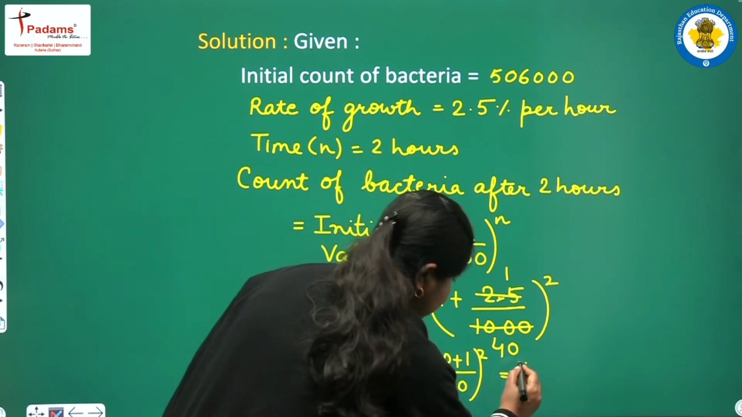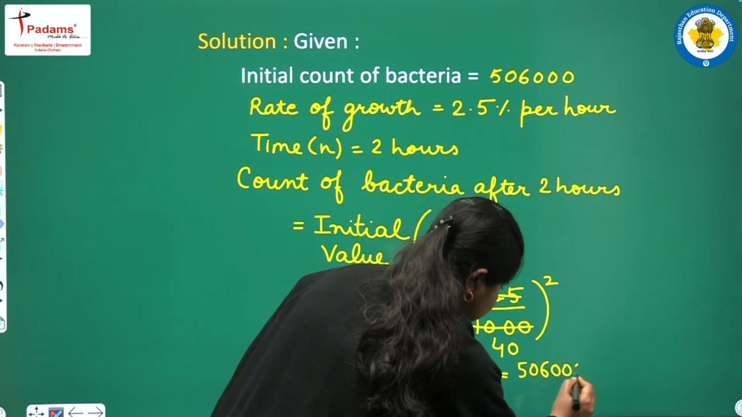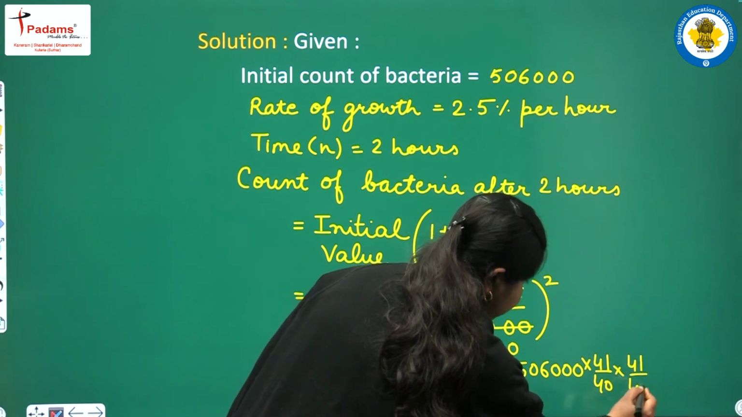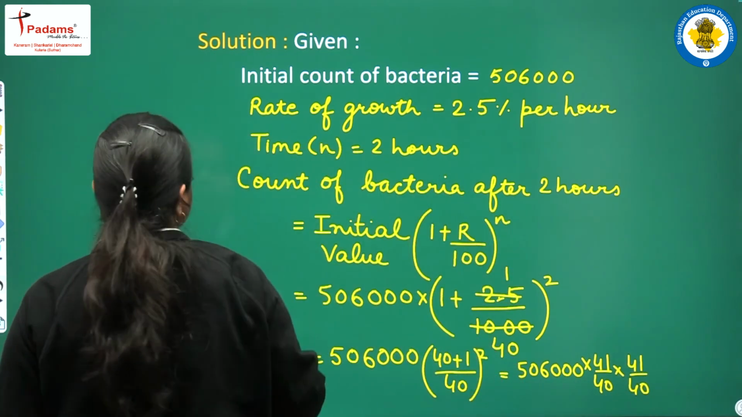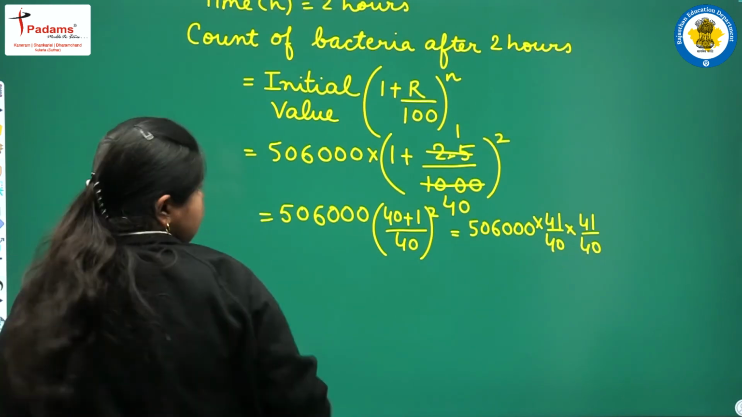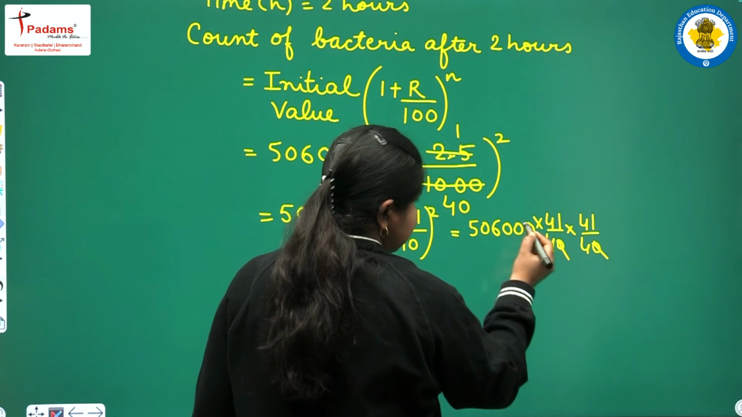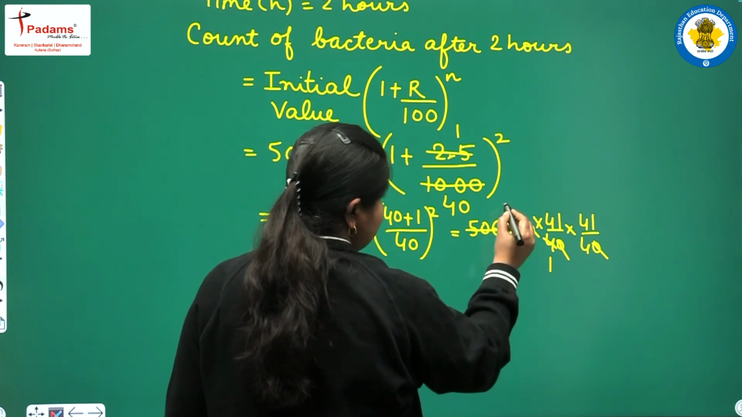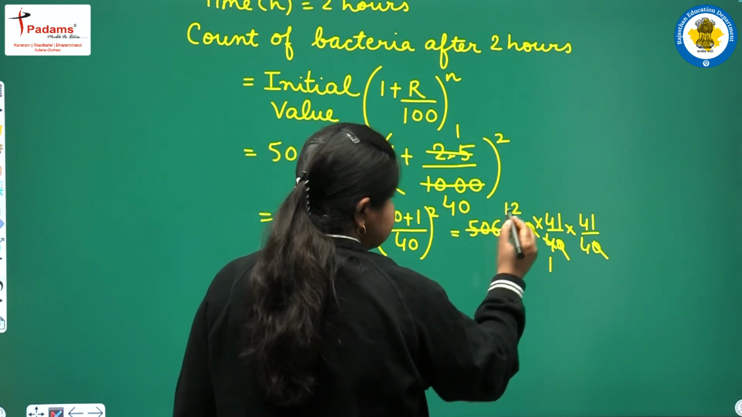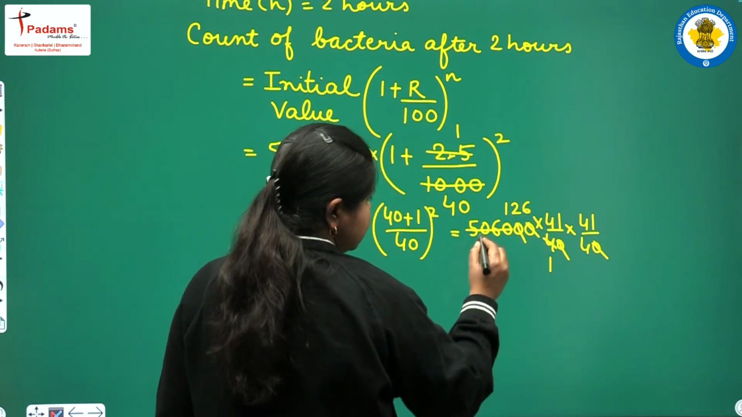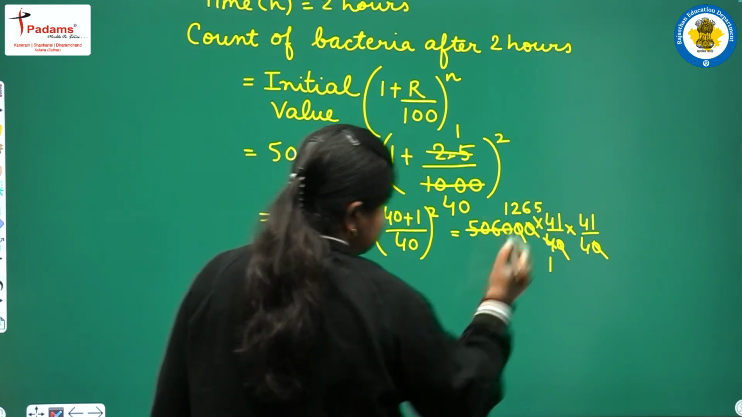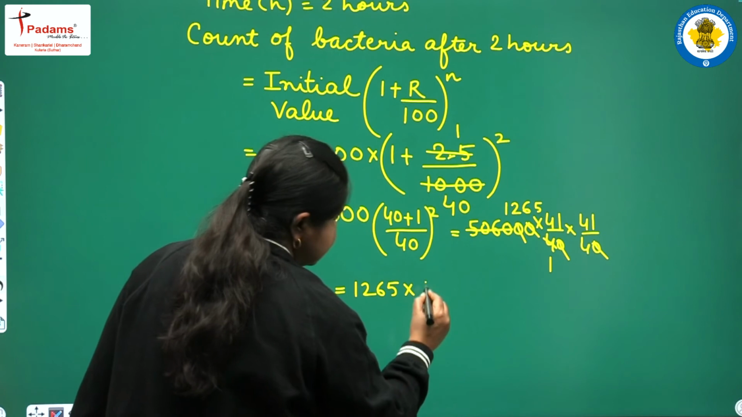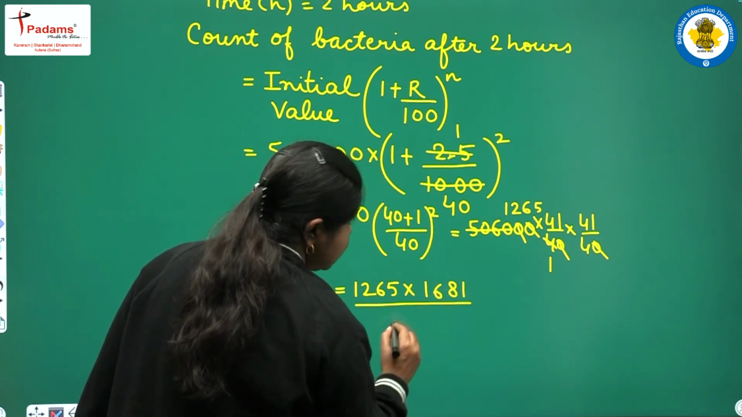This will further be equal to 5,06,000 into 41 upon 40 into 41 upon 40. Power 2 means we are writing it 2 times. Next, cancel these zeros. We can divide by 4. 4 1s are 4, then 10, 2 times 8, 26, 6 times 24, 2 will be left, 20, 5 times 20. So we have here 1265 into 41 square, which is 1681 upon 4.